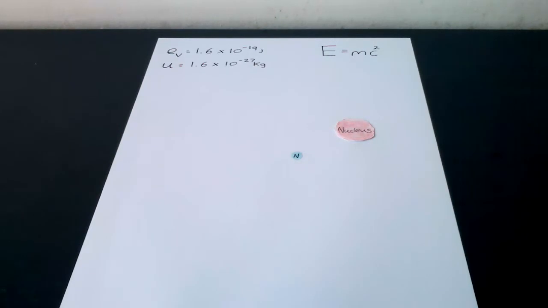M is mega, i.e. 1 million. The numbers are much easier to work with in this form. Make sure that you can express numbers like this. We're now going to look at binding energy.